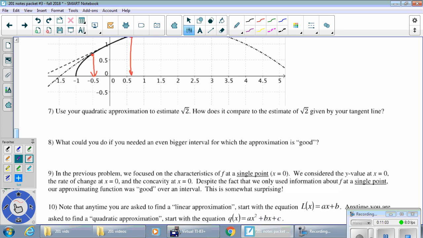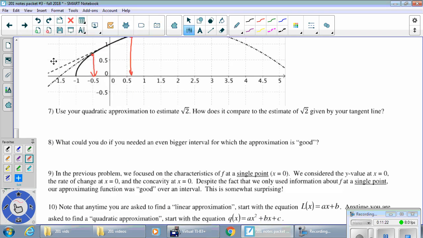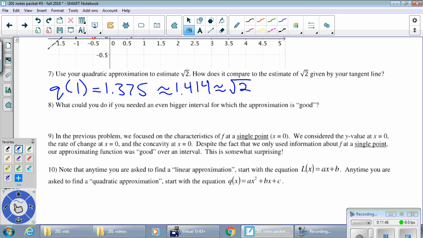Use your quadratic to approximate the square root of 2. Remember, we're still plugging 1 in for x just like we did in the demo. If we come back into our table and ask for the value at 1, Q of 1 is equal to 1.375, which is pretty close to the 1.414, which is pretty close to the square root of 2. And I think this is a better approximation than the 1.5 that we got from the tangent line.